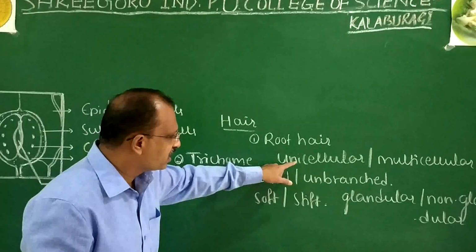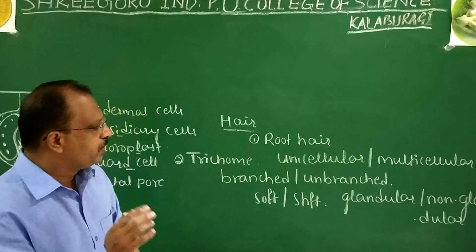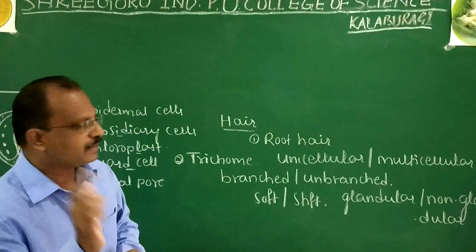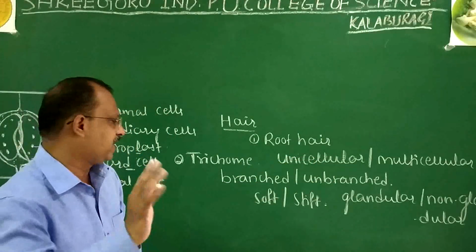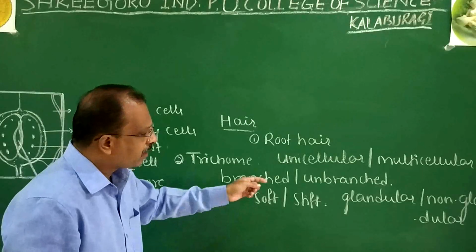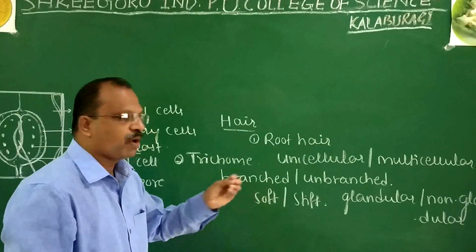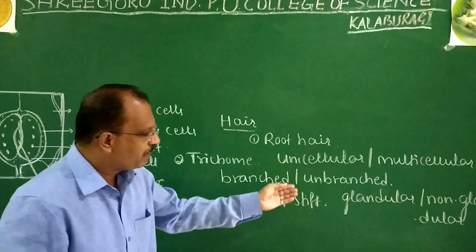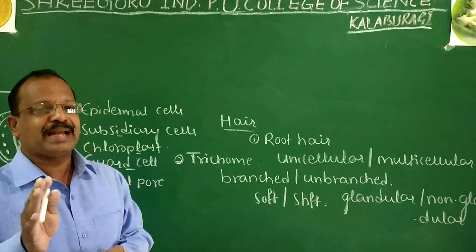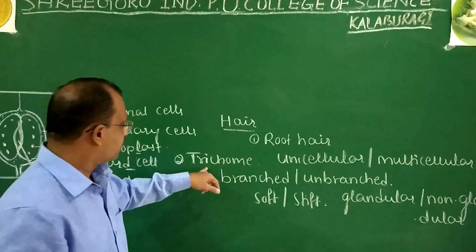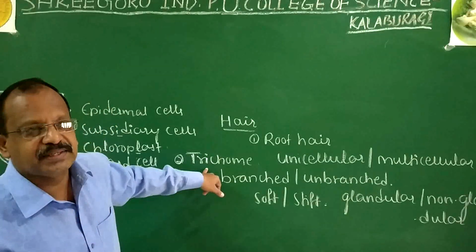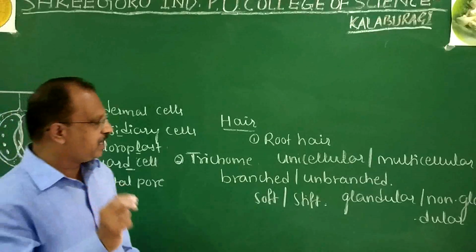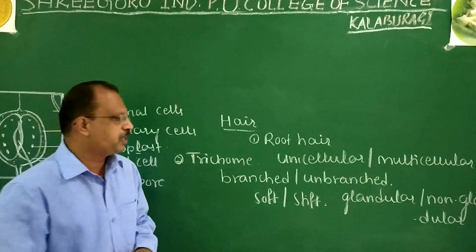Trichomes are unicellular or multicellular. Unicellular means it is made up of a single cell. Multicellular means it is made up of many cells. Branched or unbranched. They may be soft or stiff. They may be glandular or non-glandular hair. Now the question arises, what is the function of trichome? They will check the rate of transpiration.